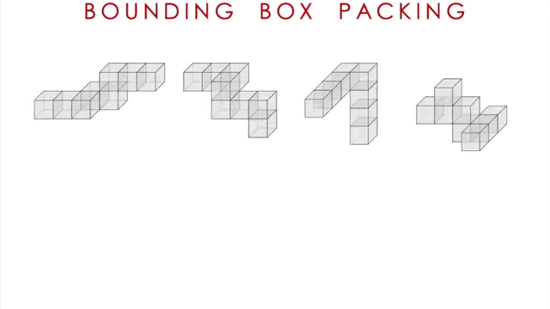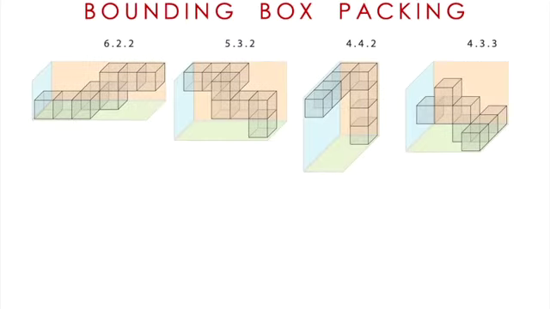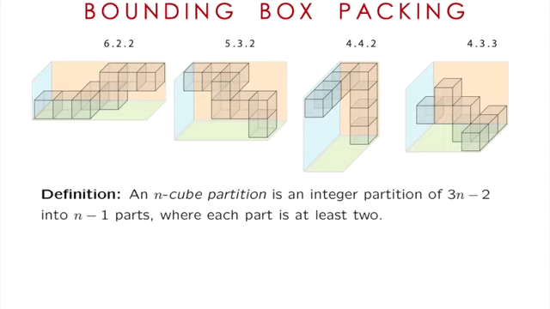And based on this, we notice a couple of beautiful corollaries that come up. If you look at some of these unfoldings, you see that they fit into a nice bounding box. These are different boxes that fit for an unfolding of a 4 cube in 3 space. And so we have this definition we call an n cube partition, simply an integer partition. We take the number 3n minus 2 and we shatter it into n minus 1 parts, where each part has to have at least 2.